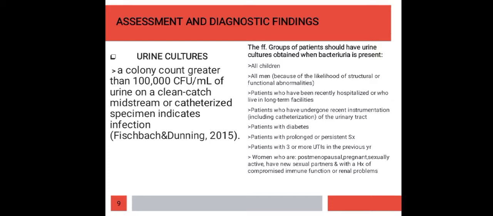The following groups of patients should have urine cultures obtained when bacteriuria is present: all children, all men, patients who have been recently hospitalized or who live in long-term facilities, patients who have undergone recent instrumentation of the urinary tract, patients with diabetes, patients with prolonged or persistent symptoms, patients with 3 or more UTIs in the previous years, and lastly, women who are postmenopausal, pregnant, sexually active, have new sexual partners, and with a history of compromised immune function or renal disease.